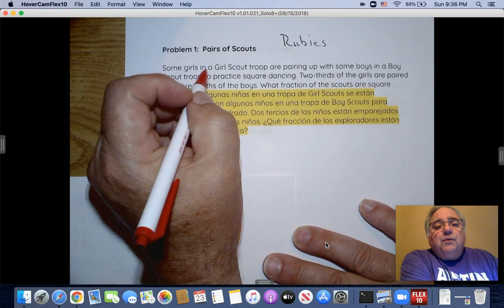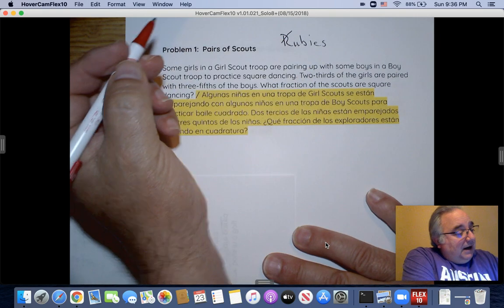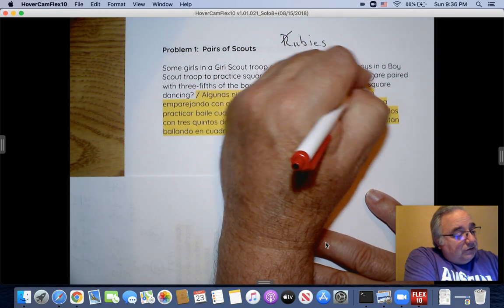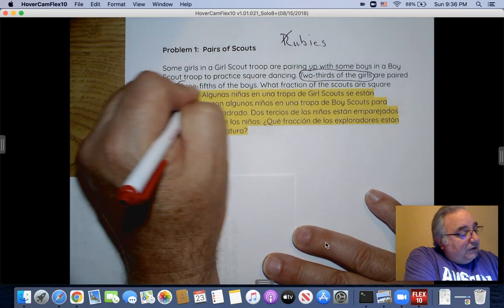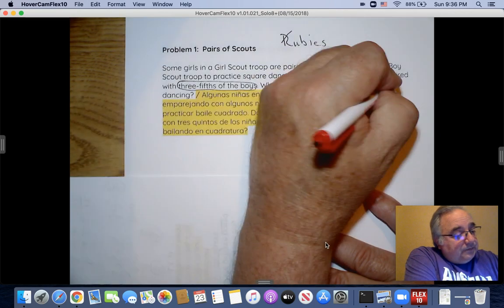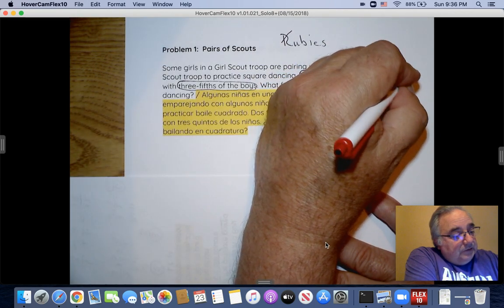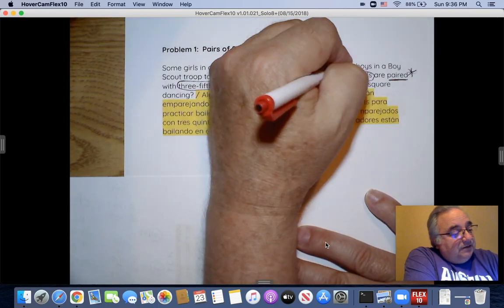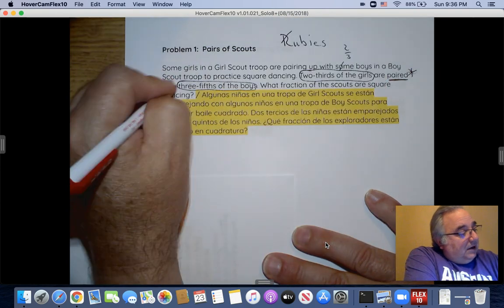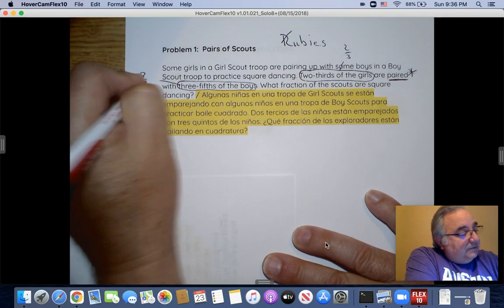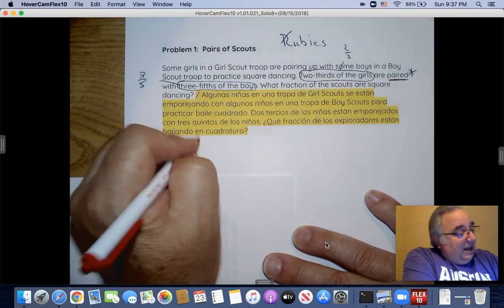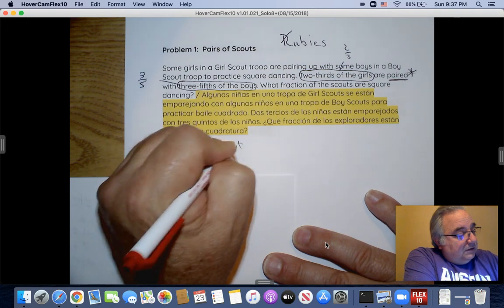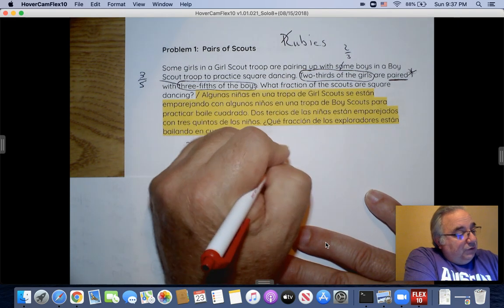Now, we already did our rubies. I read the problem, but I have not underlined or circled what I thought was important, and that's 2/3 of the girls and 3/5 of the boys are paired together. So what do I barf up? I know that 2/3 is a fraction, and I know that 3/5 is a fraction. I also know that 2 girl units, I should put units, equal 3 boy units.